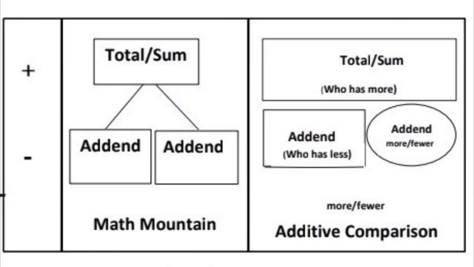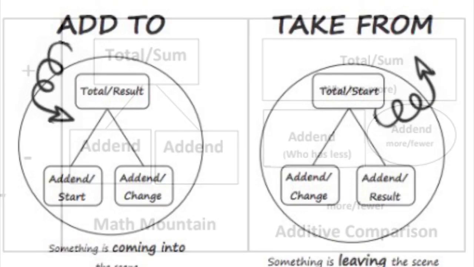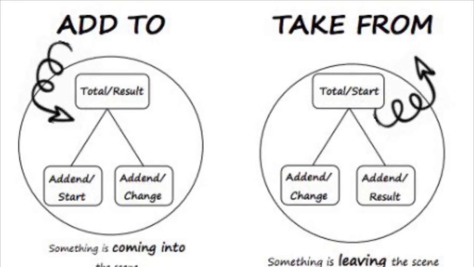Remember that when we're using DEAL, the D is for drawing, and there are two basic kinds of drawings we're looking for. Either a number bond, also called a math mountain, or compare bars, also called tape diagrams. For problems where something is coming into the scene, we're getting something more, we'll use an add-to drawing, which is going to be the number bond. For take-from problems, it's just the opposite. Something is leaving the scene, something's going away or being subtracted. Again, we're going to use a number bond.